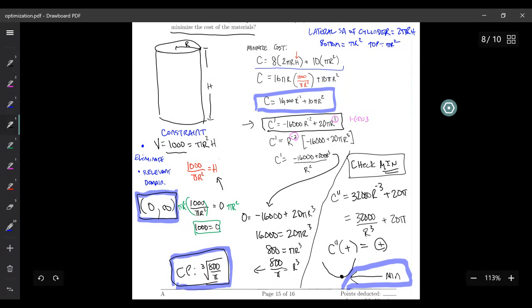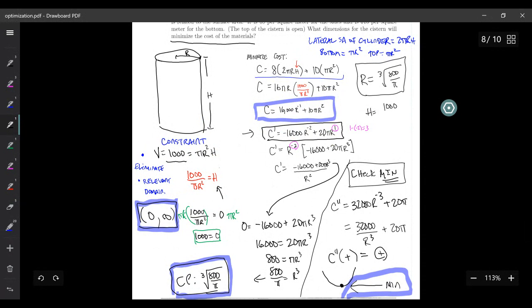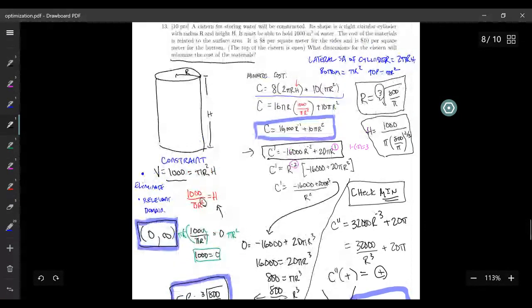And so finally we answer the question: what are the dimensions? R is this critical point that we just found, the cube root of 800 over pi. And then to get h, it's 1,000 divided by pi times this, the cube root, and then I'm going to square it. So this is going to be a 2/3 power. That was the height in this case. In terms of units, it is meters.